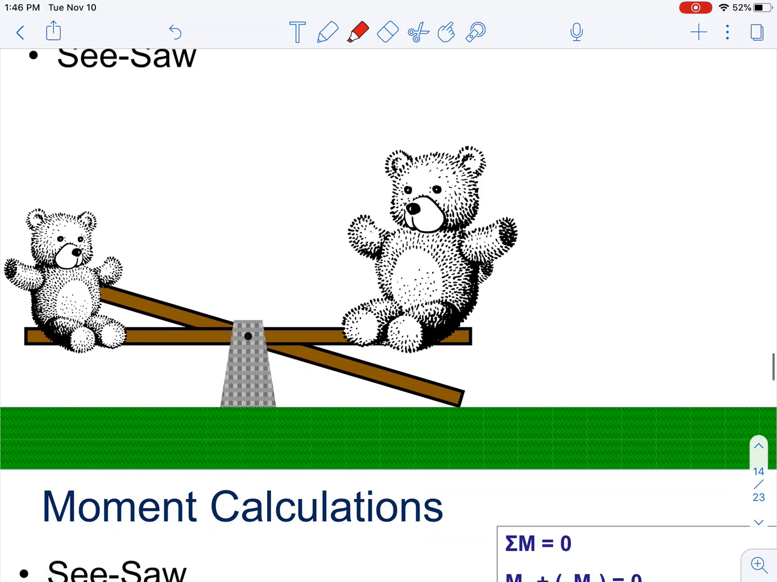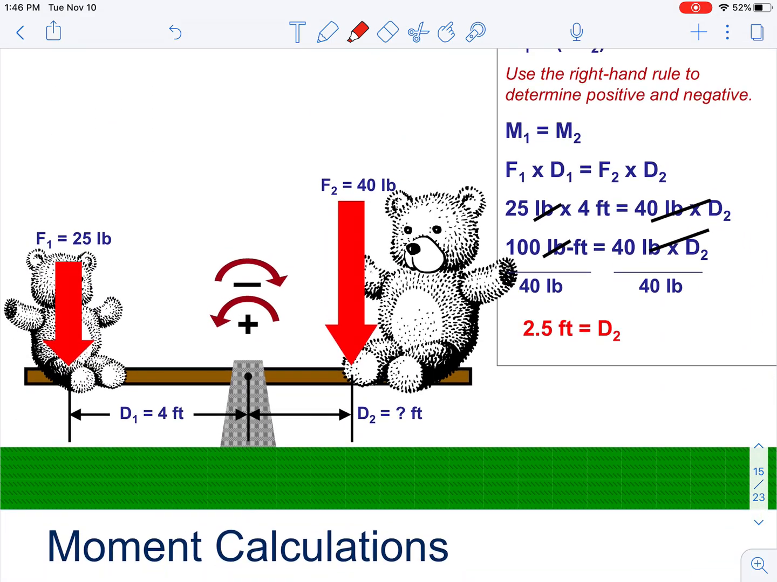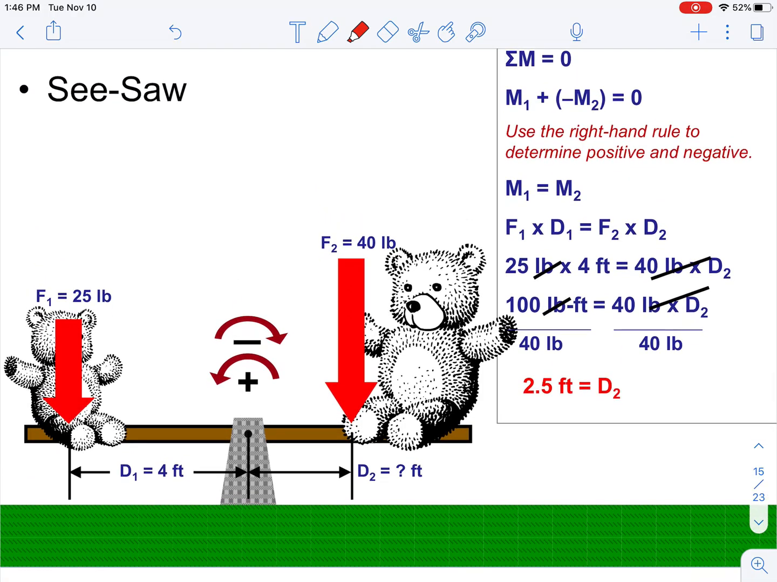Okay? And so here's a seesaw calculation. We have 2 bears. And we're given the size of one bear to start, and we want to calculate how big the other bear needs to be in order to not cause rotation. And so this first bear is 25 pounds and 4 feet away. He or she is going to cause a counterclockwise, which is positive, moment. And this bear, we don't know how far away. We want to know how far away it needs to be, but he weighs 40 pounds, so he weighs more, and he's causing a clockwise or negative rotation.